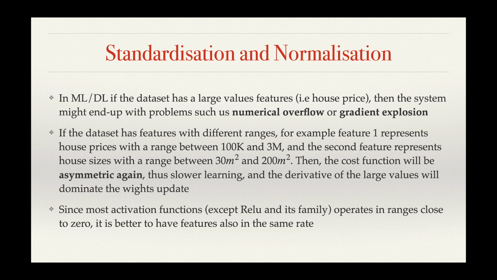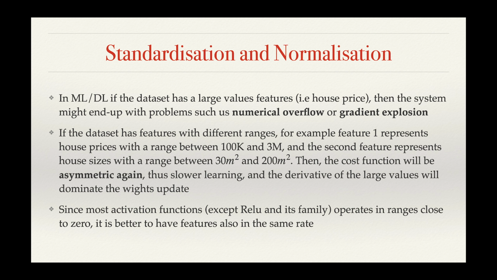In machine learning and deep learning, if the dataset has large values, like house price, for example, or population size, these are large feature values. Then the system might end up with problems such as numerical overflow, because, as we have said before, we have a lot of multiplications within the neural network. If these multiplications are between numbers that are bigger than 1, then we might end up with gradient explosion and numerical overflow when it comes also to the PC or the device that we are using.